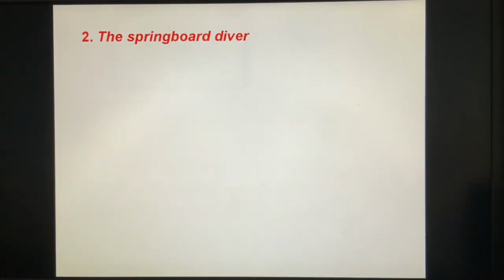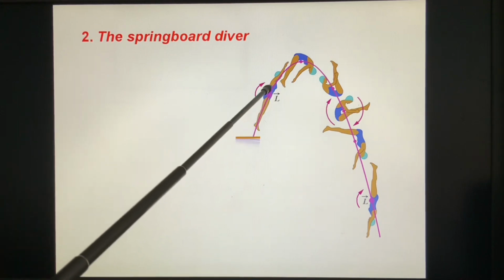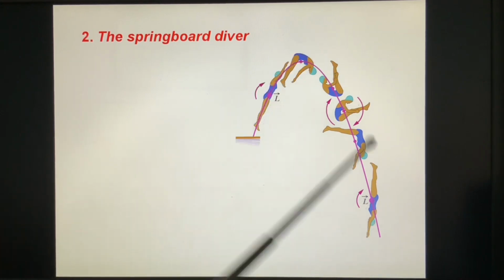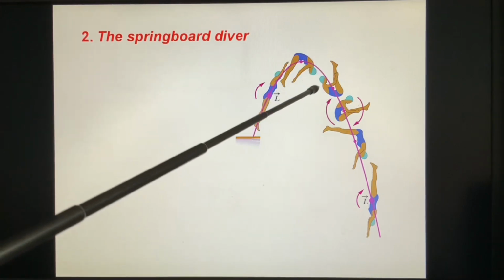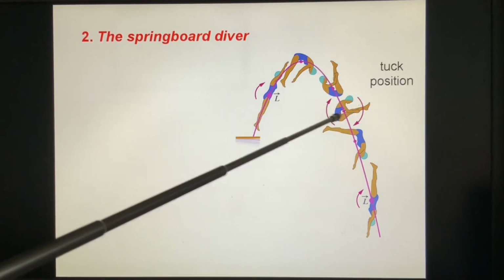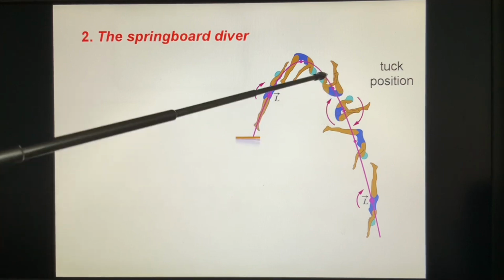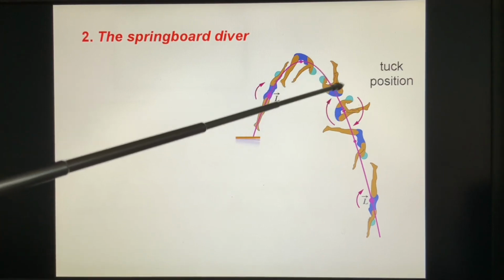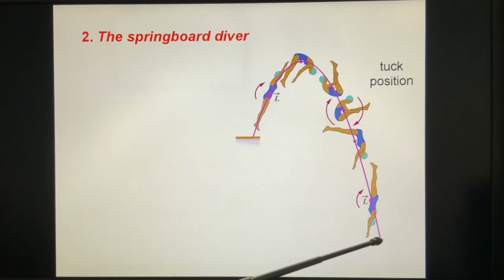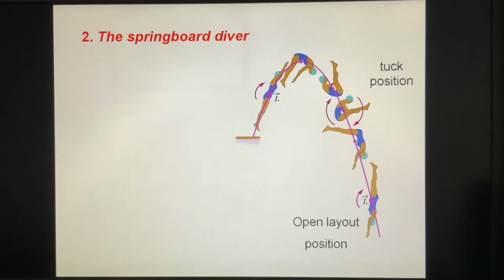Two, the spinning board diver. You see the Olympic race. You look at this point, the center of mass is parabolic, like a single particle. And you want to do some action, you have to tuck your body. Why? Because in this case the inertia is smaller, then omega can be larger. When you go diving in the water, you need to be stable, so you have to open into a layout position.